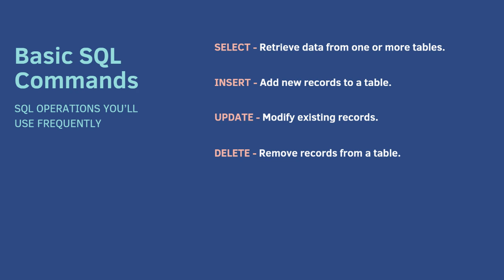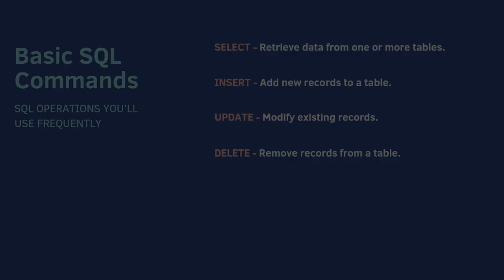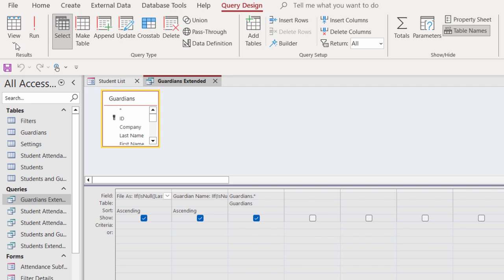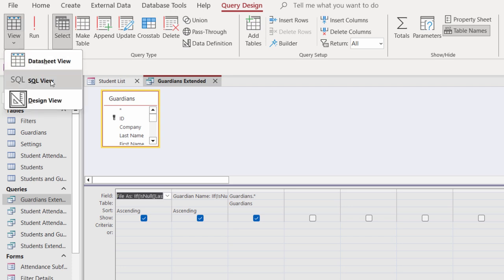Select, retrieve data from one or more tables. Insert, add new records to a table. Update, modify existing records. Delete, remove records from a table. Each of these commands allows you to interact with your data effectively and perform various tasks needed for data analysis and reporting. In Microsoft Access, you can write SQL directly in the Query Design view or the SQL view.